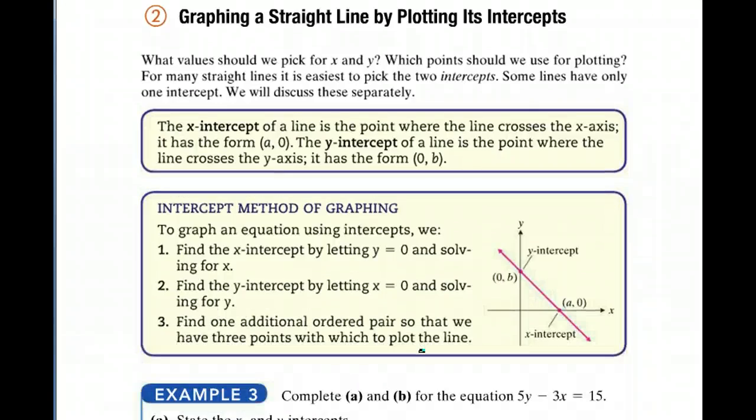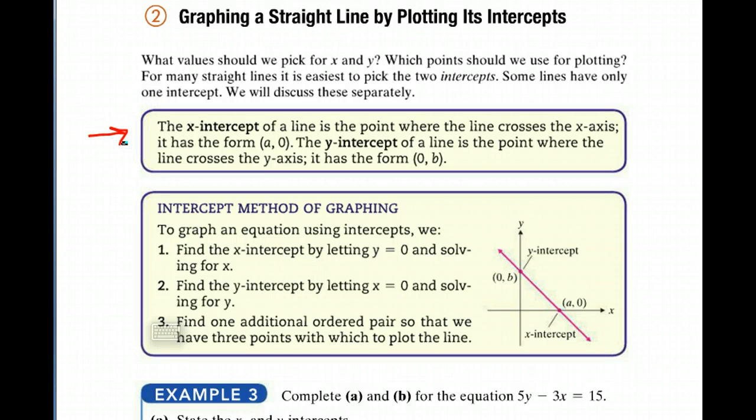Okay, and this brings us to our second topic, which is graphing a straight line by plotting its intercepts. Now, as we look at a graph, we can see that the graph is going to sometimes cross the x and y axis. When it crosses the x and y axis, those are called the x-intercept and the y-intercept. It is sometimes easier for us to pick the two intercepts and graph the equation using those intercepts rather than plotting 3 points the way that we have just done.